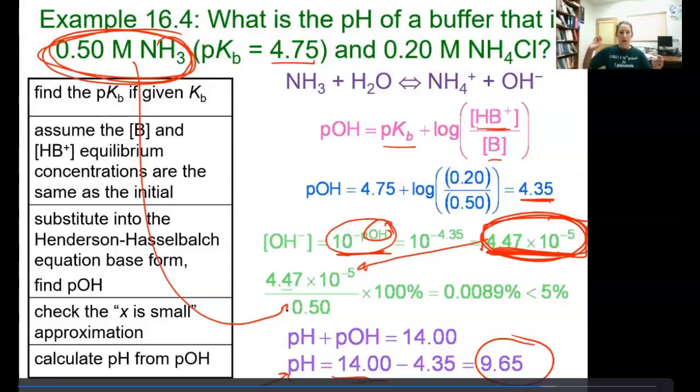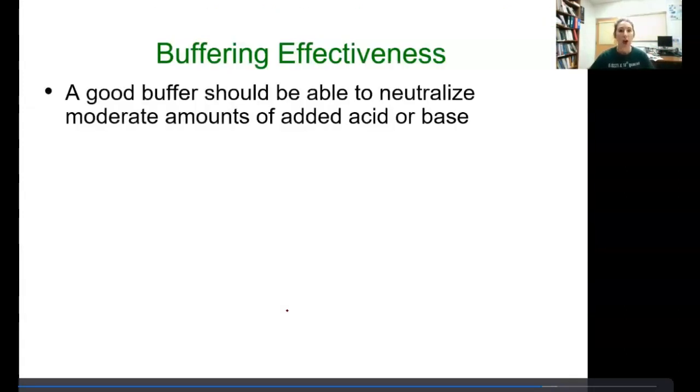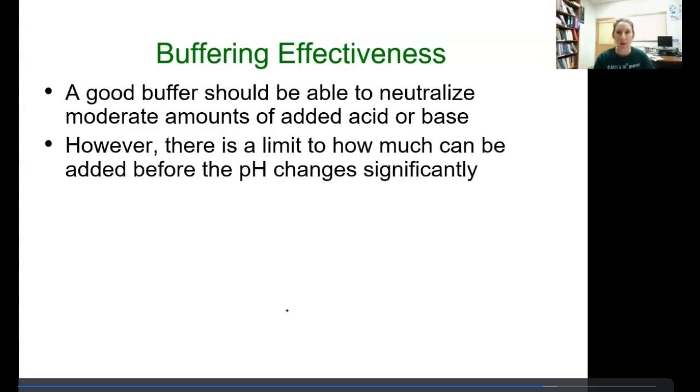Okay, so we did acidic buffers and we did basic buffers. So your brain's probably gonna hurt a little bit after this, but it's actually kind of fun at the same time. Now, let's look at buffering effectiveness. So a good buffer can neutralize a lot of acid or a base. Right now, how do you know what a good buffer is or not? That's what we're going to talk about.